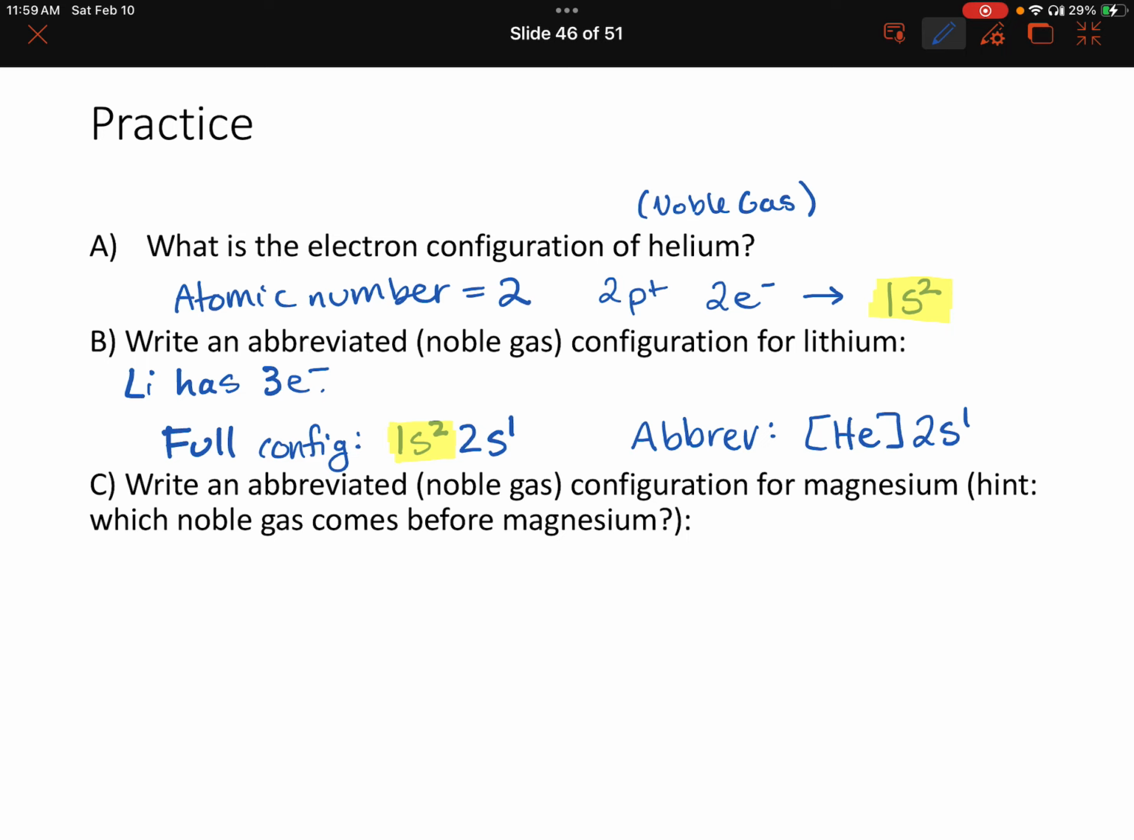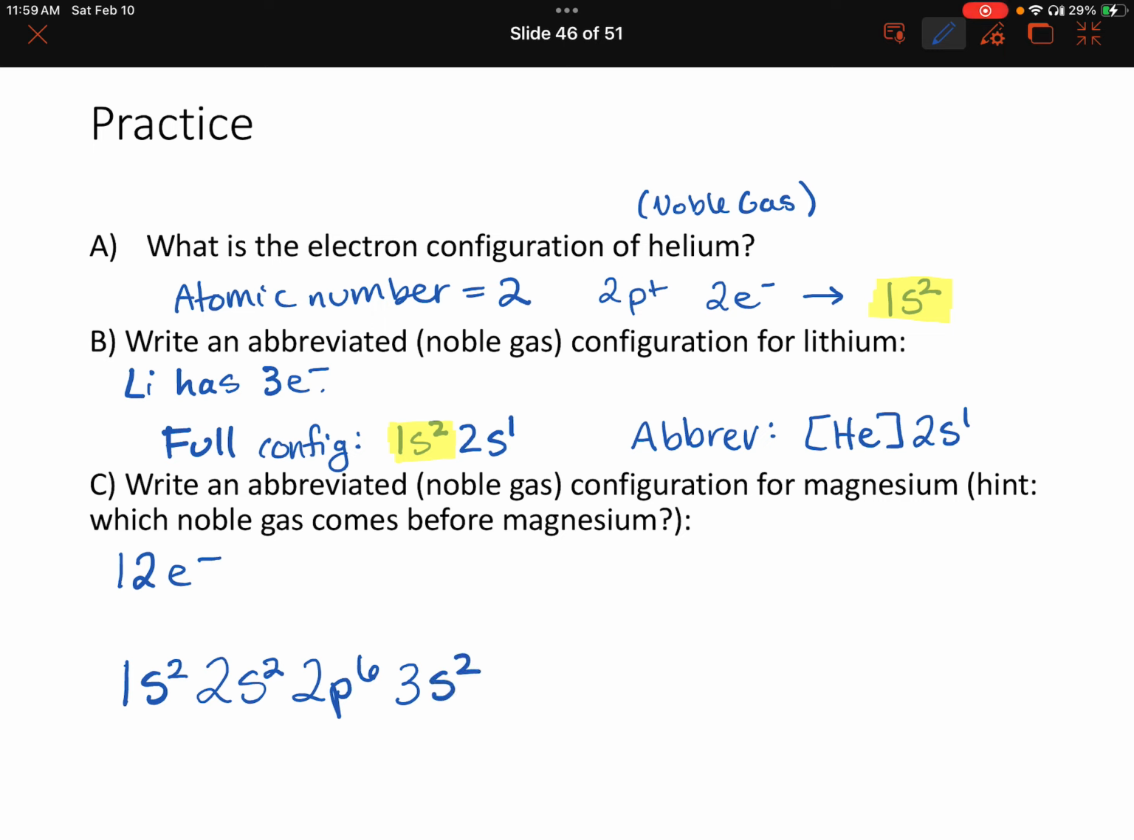Okay, so magnesium, how many electrons does magnesium have? 12, right? The atomic number for magnesium is 12. So let's start filling in our electron hotel. So we'll start with 1s2, then 2s2, then 2p6. Okay, so that is 10 electrons, right? 2 plus 2 plus 6. And we have 2 electrons left. So those can go into the 3s subshell.